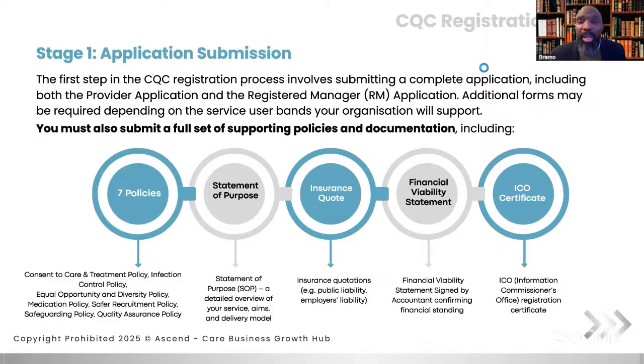Some applications do have additional forms depending on what you're applying for. For instance, if you are applying for learning disability, there is another form that accompanies your application. But ordinarily, at stage 1, you just submit all your policies.